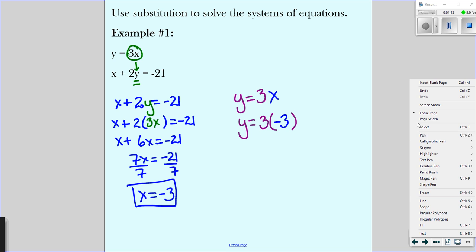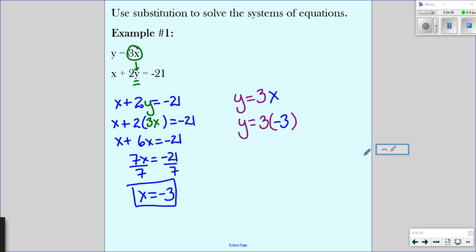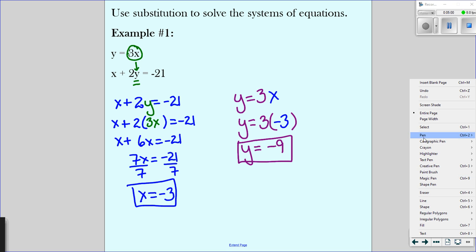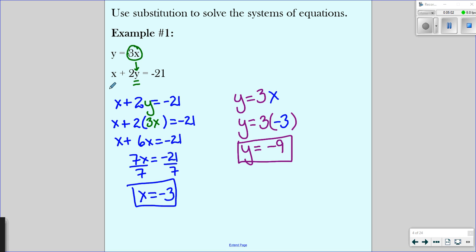Now I can simplify and find my value for y. 3 times negative 3 gives me negative 9, and I got negative 9 for y. This was the first thing that I did, solving for x, and in the second I solved for y by substituting what I found for x into one of the equations.